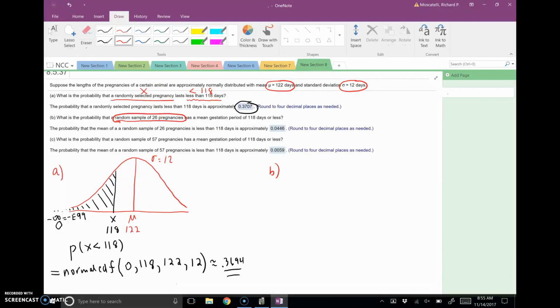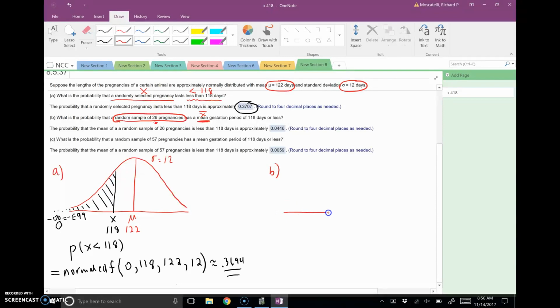The idea here is that you find the average of the 26 pregnancy times and talk about the average. And look how the question's worded. Random sample of 26 pregnancies has a mean. Now, that's a mean for 26 people. So that's an X bar. So they're asking you for a probability involving X bar. And again, 118 or less. So that statement is a little bit different.